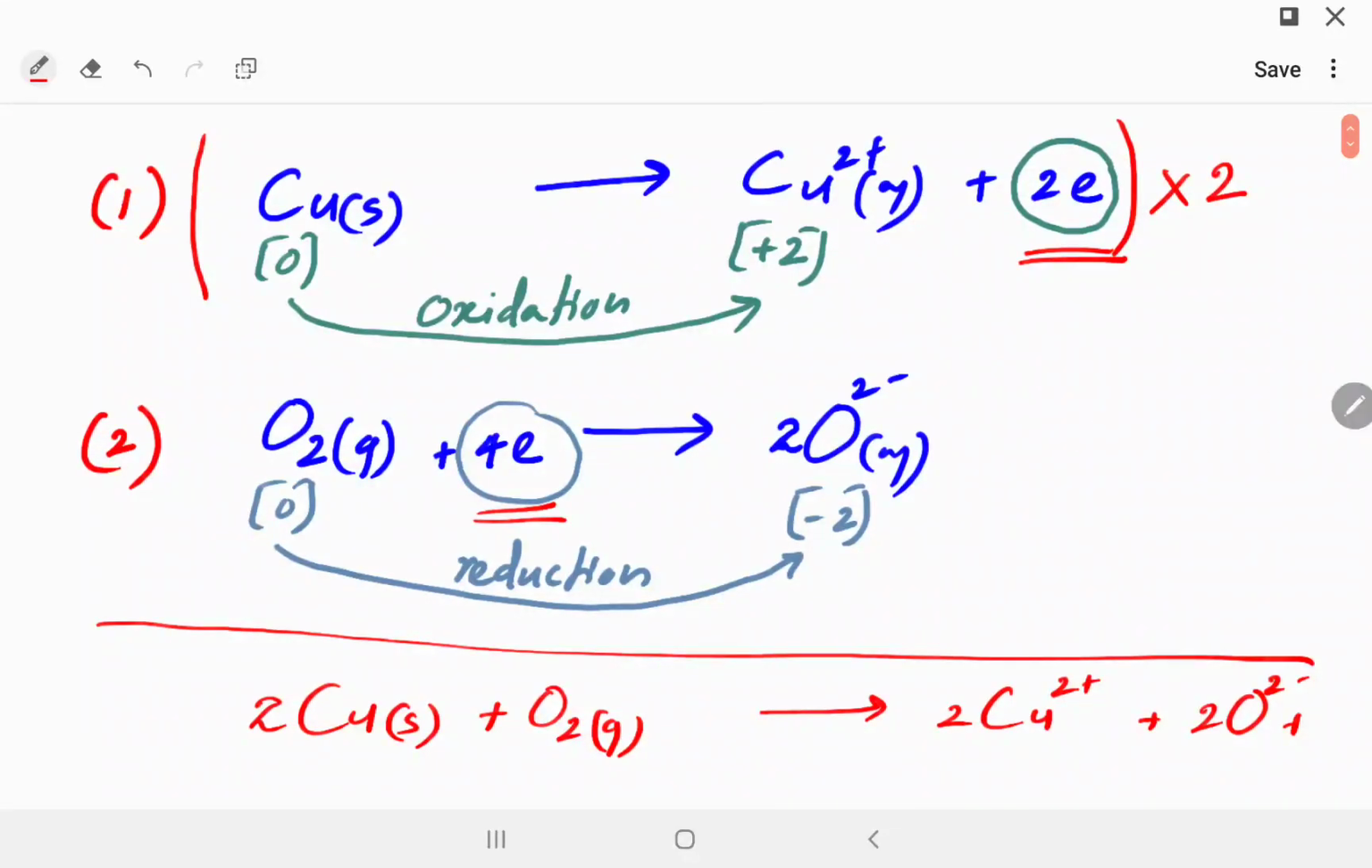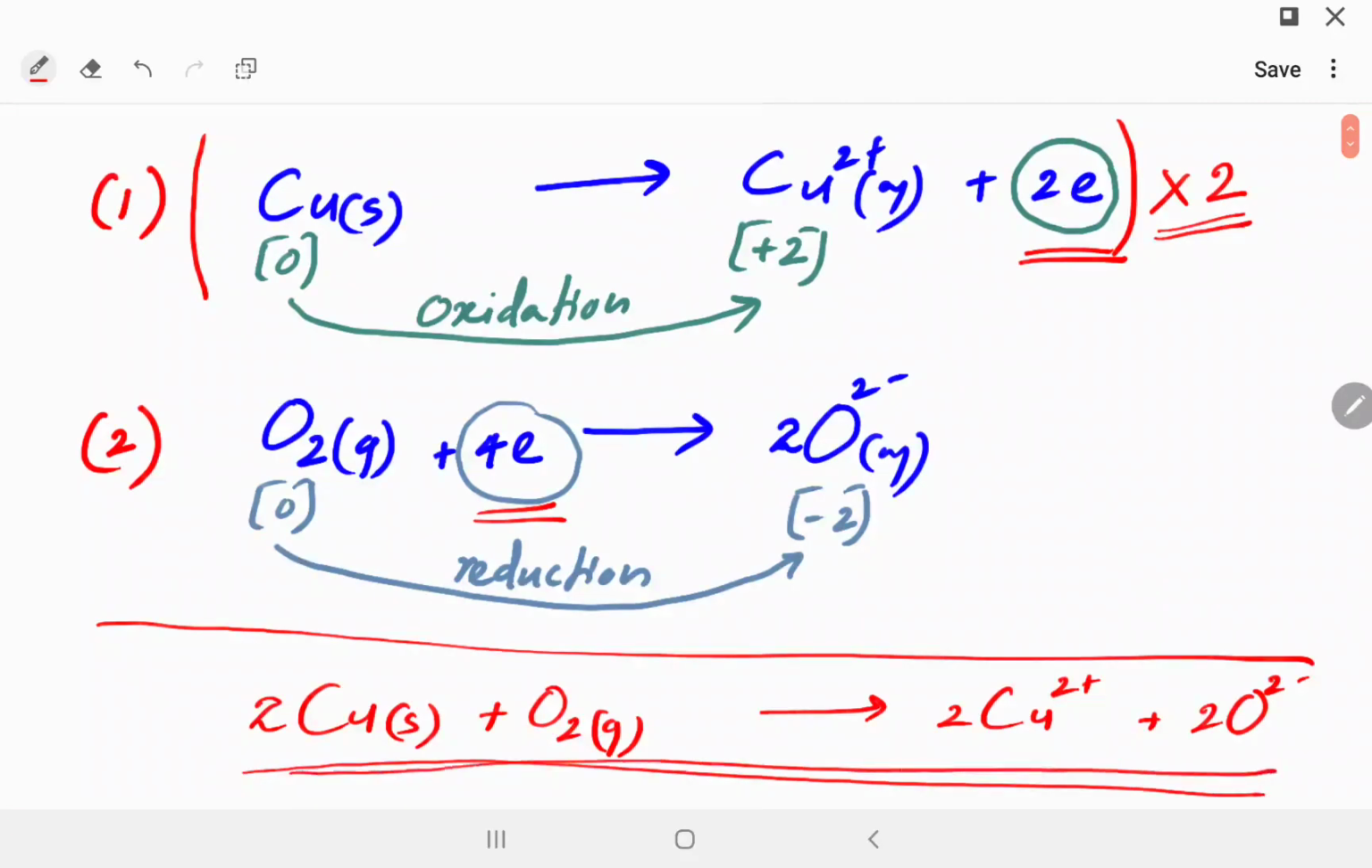So we have to balance electrons. So when we are adding the half reactions, there will not be an excess of electrons on one side. That is why we multiplied the first half reaction by 2 and made sure that the electron loss is equal to electron gain. So this is your final reaction. This is a balanced reaction, by the way, okay.